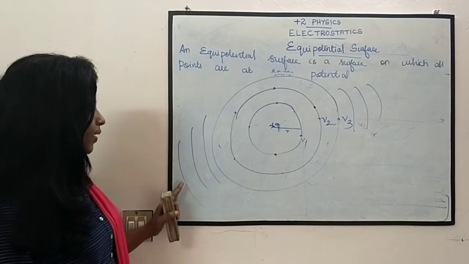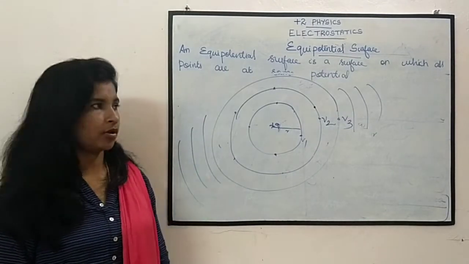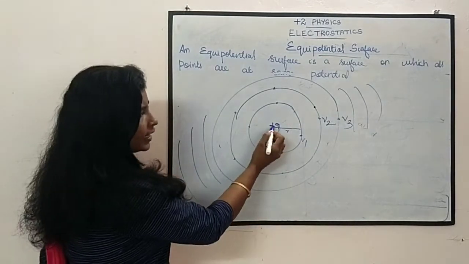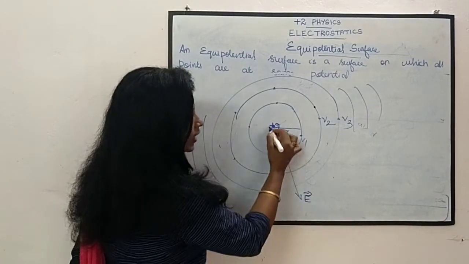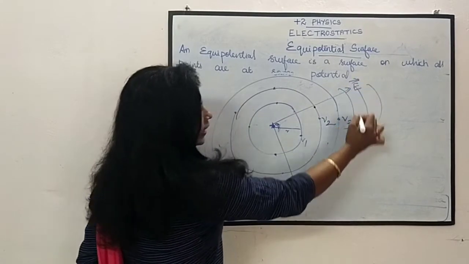Okay, எல்லா இடத்துலயும் பாத்தீங்கன்னா potential it will be equal. Also we know that what will be the electric field for this point charge? It will be radially outward, right? Electric field will be radially outward.